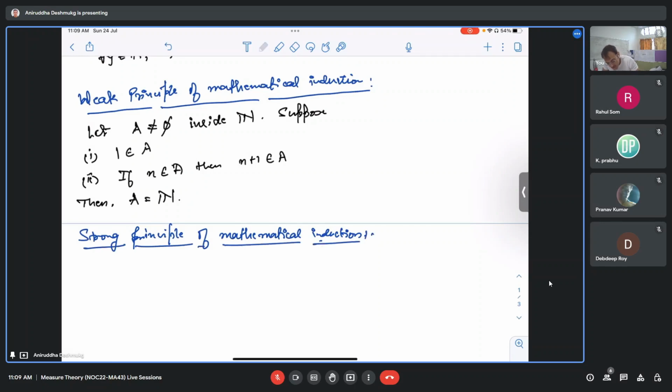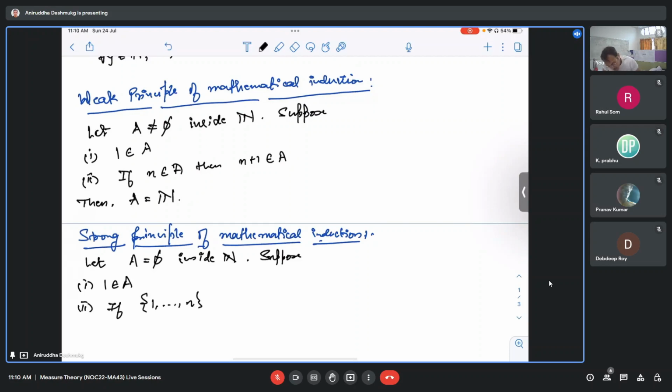So what this says is, again we have the same first assumption that suppose we have a non-empty set A inside N. So when I say inside N, it means that A is a subset of N. And suppose that 1 is inside A. Second condition is that given that 1 up to n, all first n natural numbers are inside A, then n plus 1 is inside A.